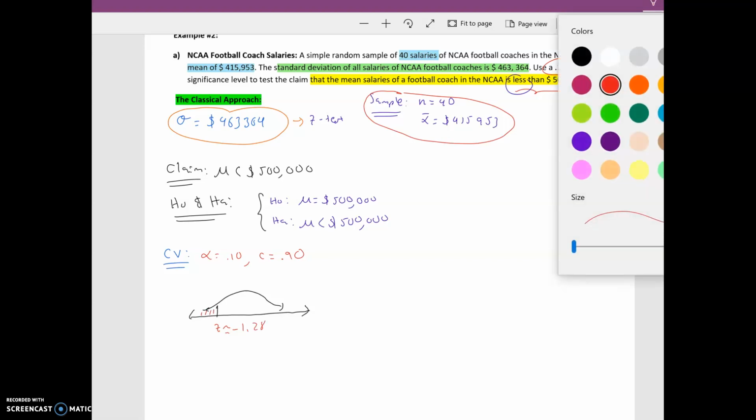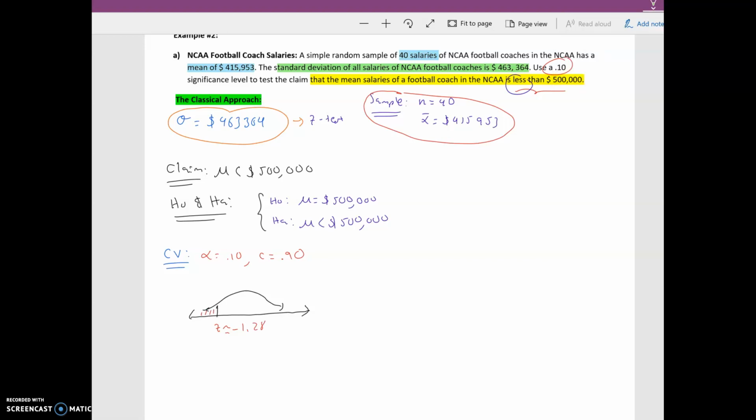Now, when we look at the sample, and in this case the test statistic, we're going to be looking to see where it lands. If the test statistic lands in the shaded region, you reject H0. If it lands in the non-shaded region, you would simply fail to reject H0 as your main conclusion.